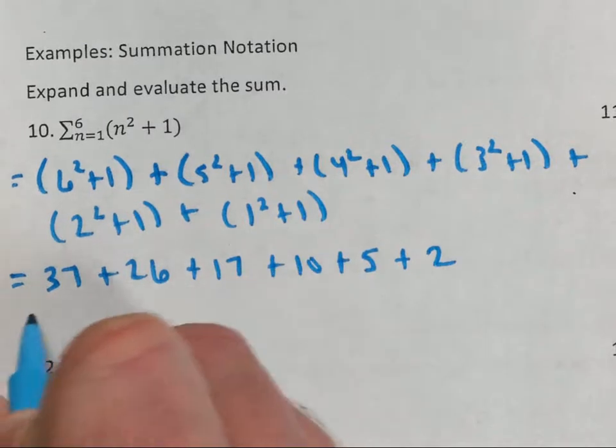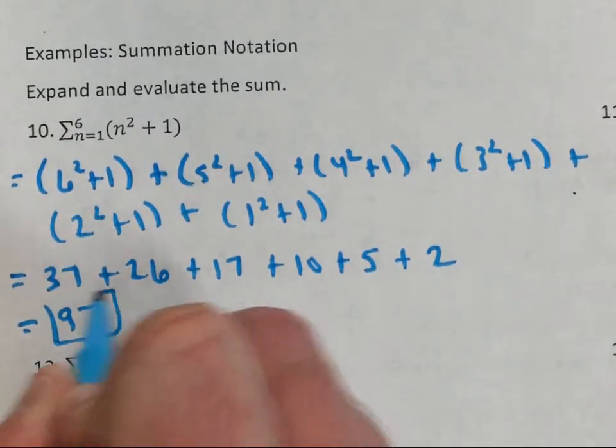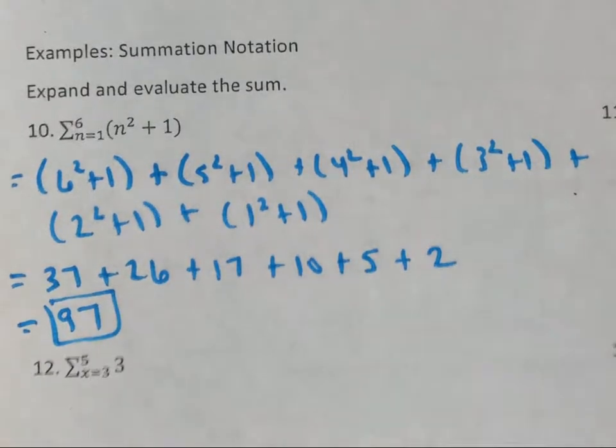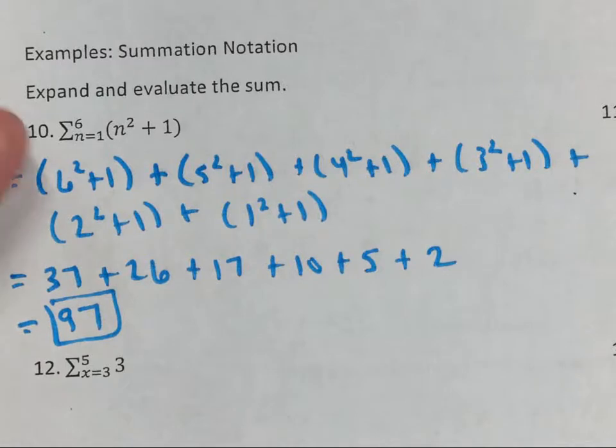97, yep. 97 is your answer. That is called summation notation. When you see that symbol right there, what is that Greek letter? Sigma.